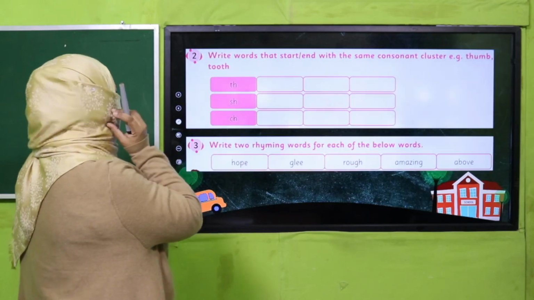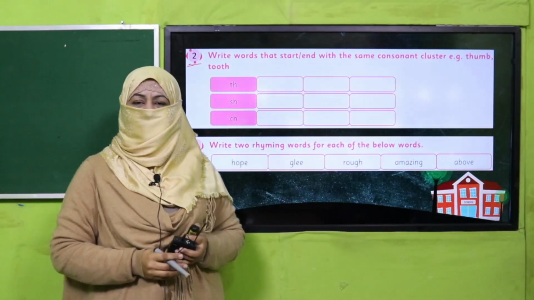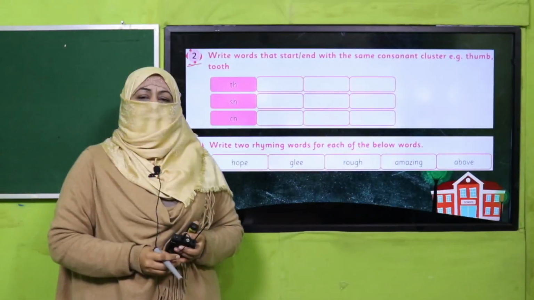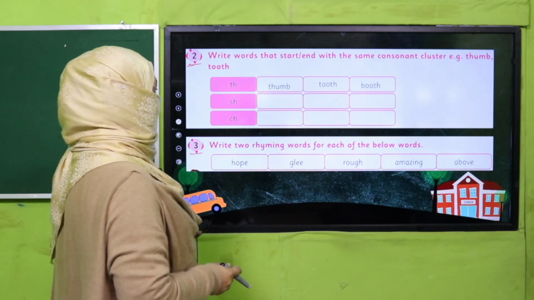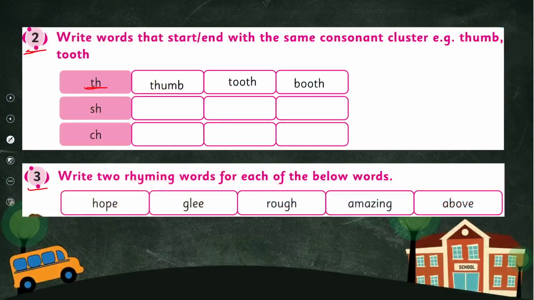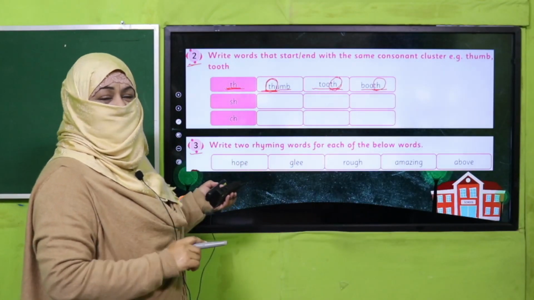So here is practice from your book. Open your book, complete question number 2 and 3 in your notebooks, and then come back. Yes, my dear children, are you done with it? Good job, you are smart. So this consonant cluster can be used at initial position as in thumb and final position as in tooth and booth, right? You see, at initial and final, both places we can use the same consonant cluster, right?